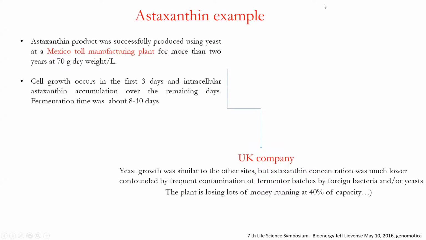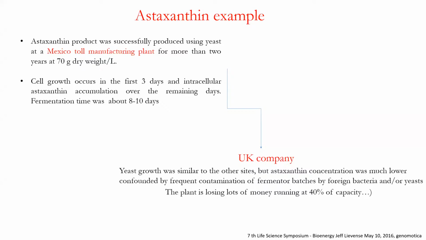To help you understand, let me give you an example of an astaxanthin product, which was produced successfully from a yeast by a Mexico toll manufacturing plant for more than 2 years. The production yield was 70 gram dry weight per liter. So a company like the Mexico toll manufacturing plant was producing 70 gram dry weight per liter for more than 2 years. Then a UK company approached and wanted to upscale this process. Mexico was using a 50,000 liter bioreactor, and the UK company was going to use a 220,000 liter bioreactor.